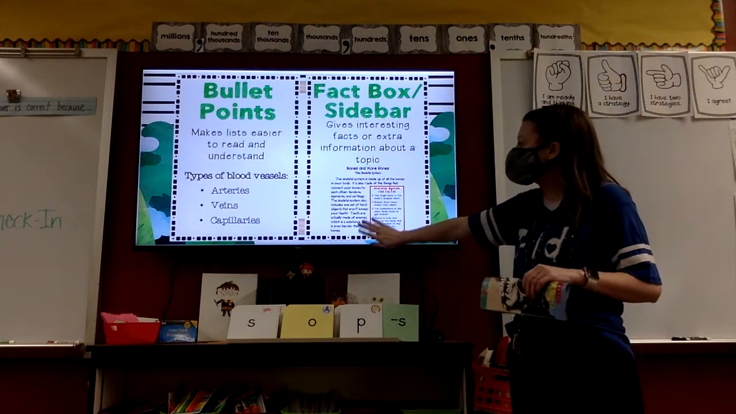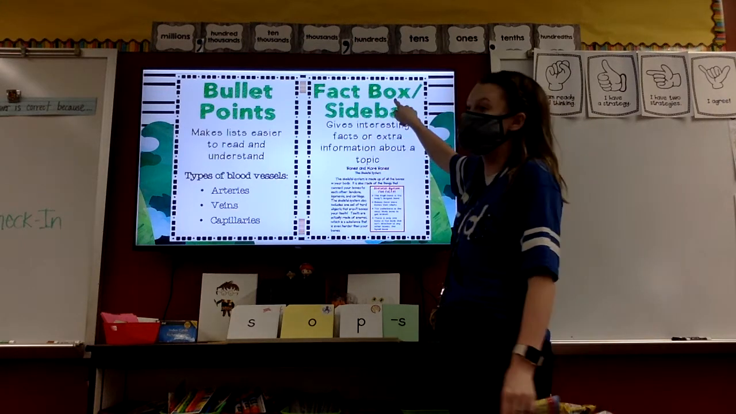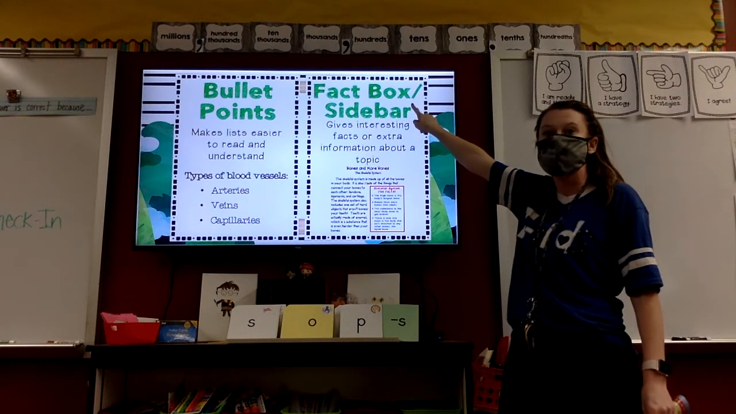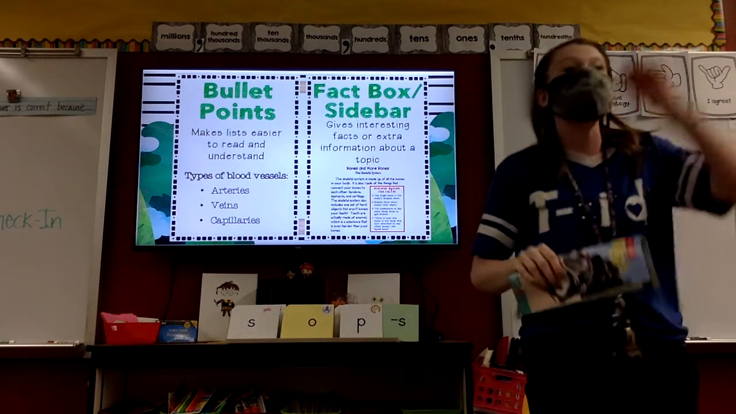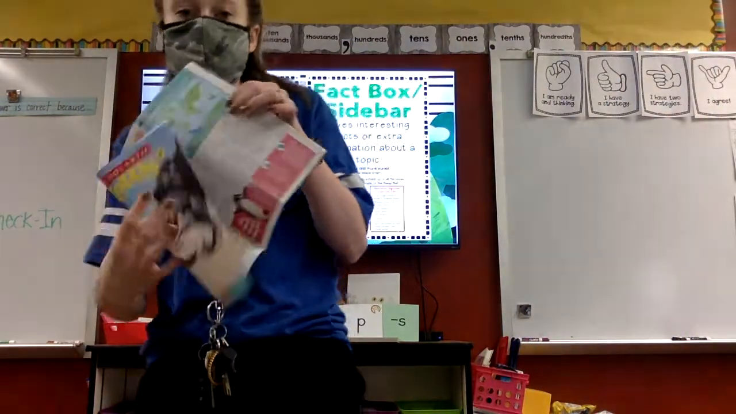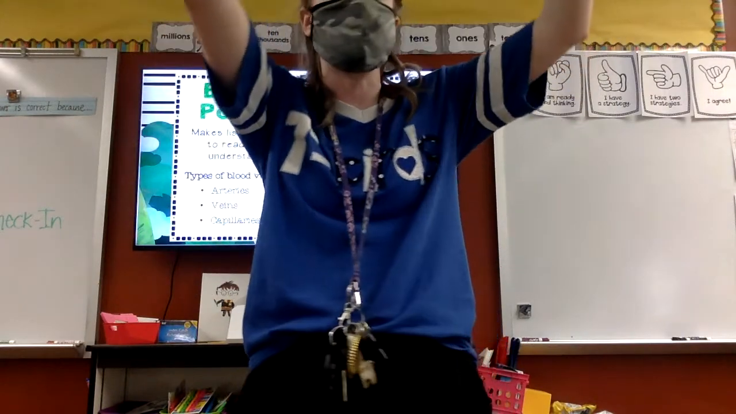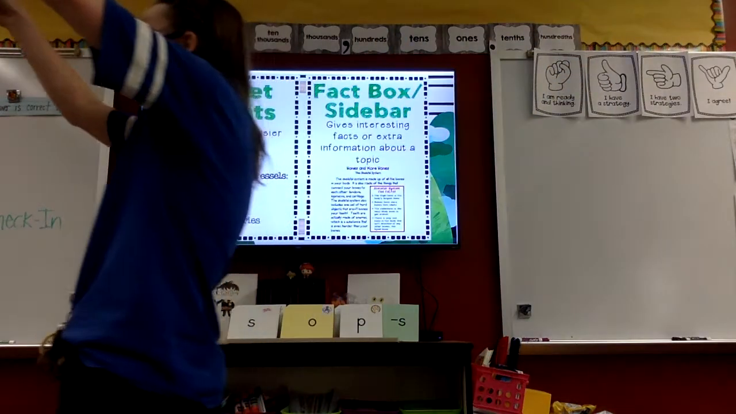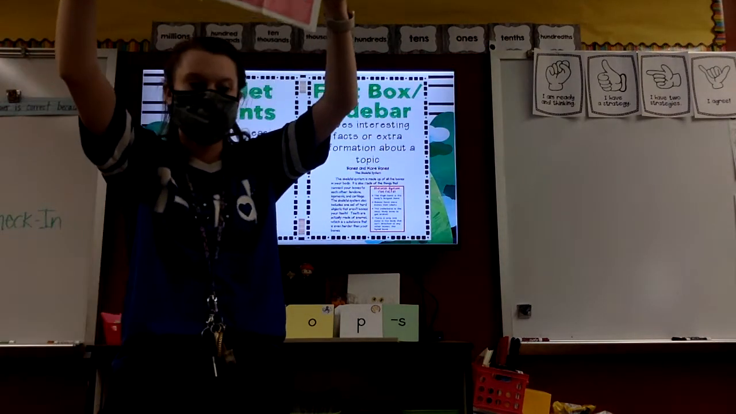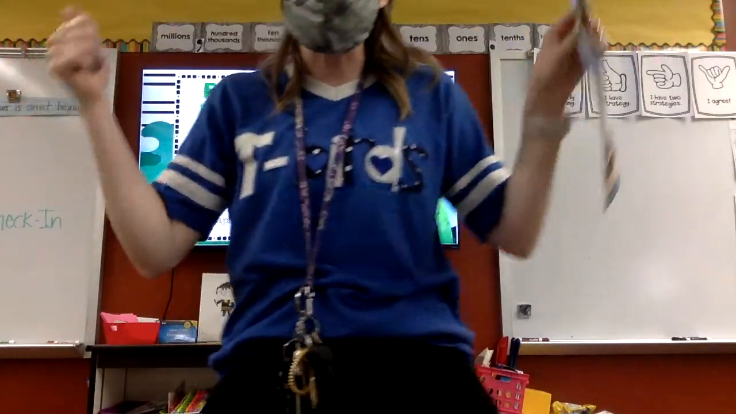And then our last one we're going to talk about is fact box. Don't even worry about the sidebar part. We just call it a fact box. So the only thing you have to write right here is fact box. What is this? Fact boxes are boxes in an article that give extra information. So like when we talked about this pink box in the bottom of our penguin article. That pink box is a fact box. Okay? Y'all are rock stars.